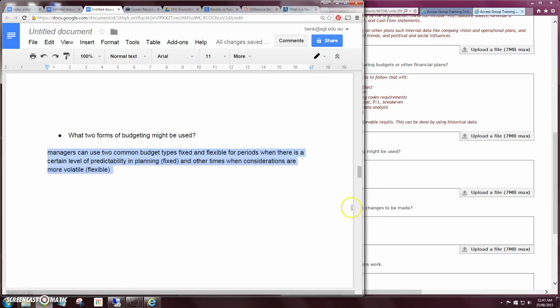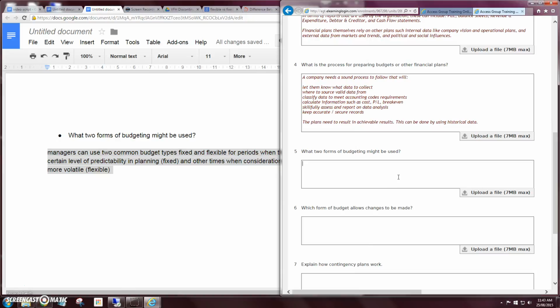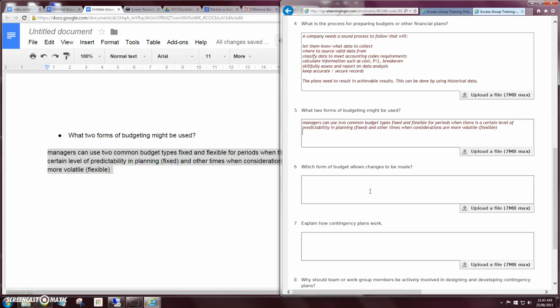So try to avoid just simple, I could have answered it fixed and flexible, but it would be helpful to show that I've actually gleaned a little bit more information than just the name. So a bit of an explanation of what fixed and flexible are is good. Now, actually the next questions build on that. What form of budget allows changes to be made?